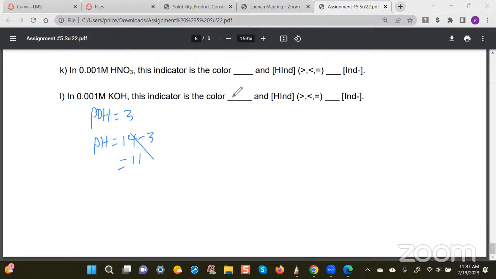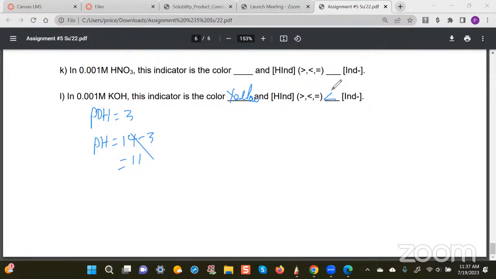So therefore, this would be yellow. And in this case here, this sign will turn around. So this would be the answer. All right. Okay. So that's basically it as far as this assignment is concerned.